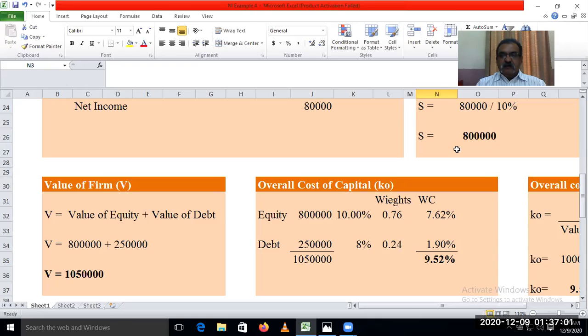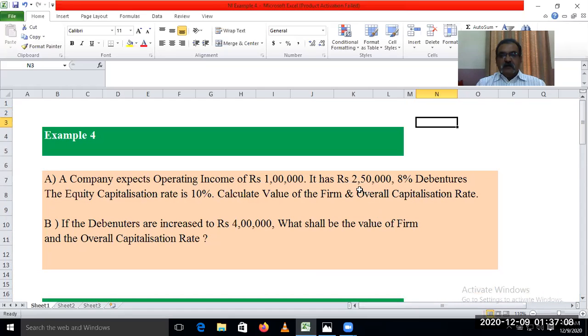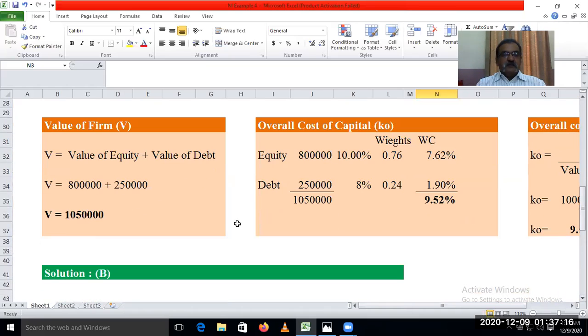This is our value of equity, 8 lakhs. So value of equity 8 lakhs plus value of debt 2 lakhs 50,000, which is given in the example that the company has rupees 2 lakh 50,000 8% debentures. So the debenture amount is rupees 2 lakhs 50,000. So value of firm is equal to value of equity plus value of debt, 8 lakhs plus 2 lakhs 50,000. Value of firm is equal to 10 lakhs 50,000.